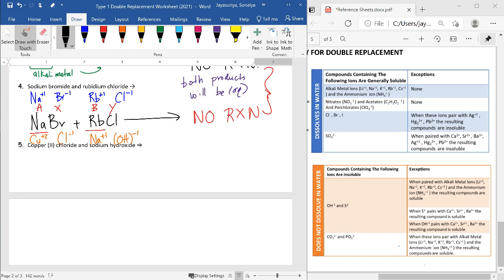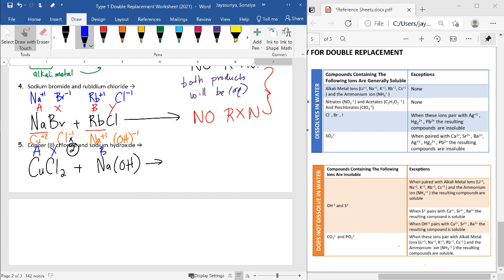All right, copper is +2, chloride is -1. I need two chlorides to balance out the copper. So my formula is CuCl2 plus Na is +1, hydroxide is -1, 1-to-1 ratio. Formula is just NaOH. Okay, now I'm ready to write my products.